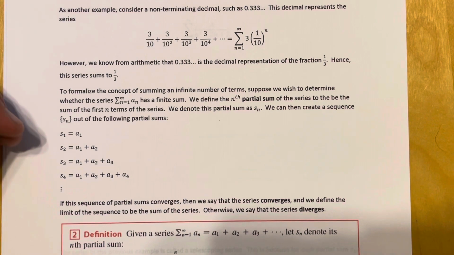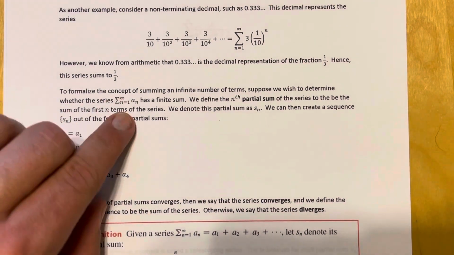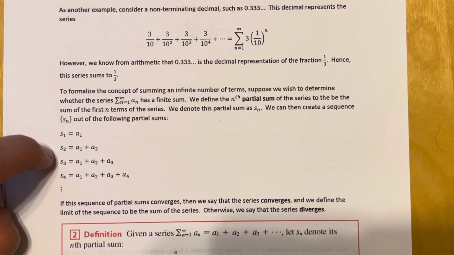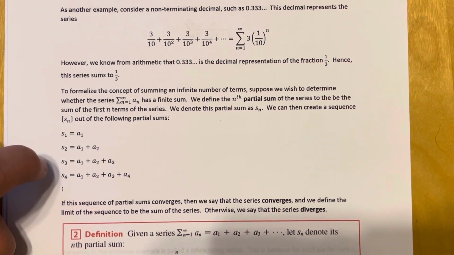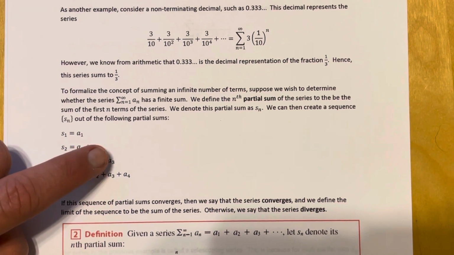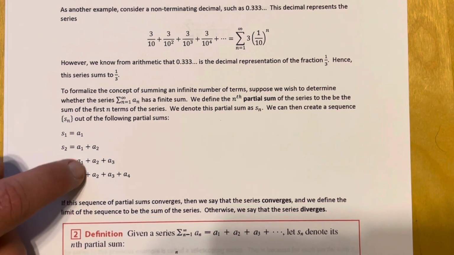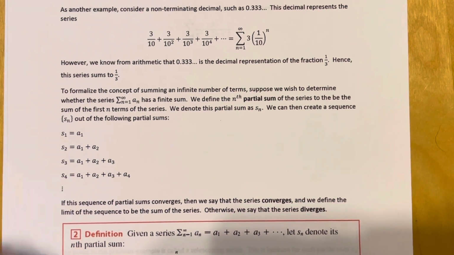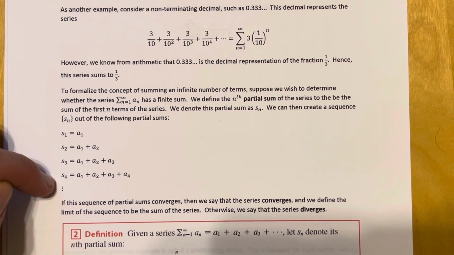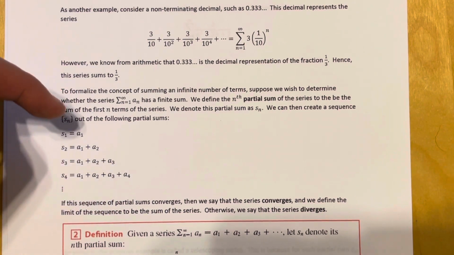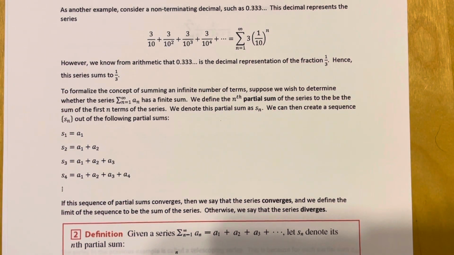So notice S1, in a general series like this one, where the terms are an, S1 would be A1. S2 would be A1 plus A2. S3 would be A1 plus A2 plus A3. So you can see how each partial sum adds up the first n terms of your series for whatever subscript I'm using for n. What I can do is compute these partial sums, and then they form their own sequence, because this will go on forever, right? There's infinitely many terms in this series, so there have to be infinitely many partial sums.